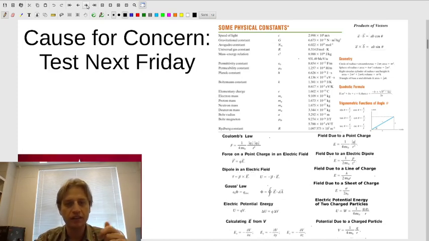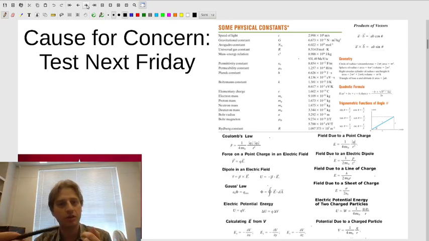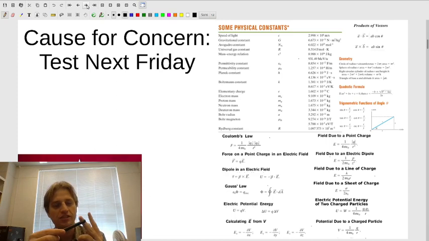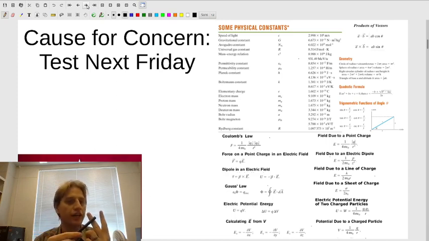Now, this is sort of a come to Jesus moment. Notice we have a test next Friday. What is that test going to be over? Electric forces, so that's Coulomb's law. Electric fields, so electric fields due to a point charge, a line of charge, a charged disk, a charged sheet, stuff like this, all fair game.